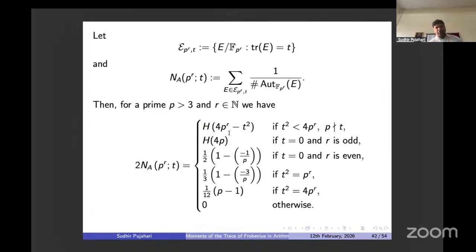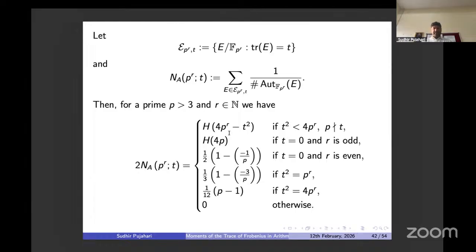And how do you go from the even moment of the Hurwitz class number to the even moment of the trace of Frobenius? This is mainly due to Deuring; there is a connection between the trace of Frobenius and the Hurwitz class number. The way it appears in the slide is mainly due to Schoof, but originally this connection was found in the famous paper of Deuring in 1974.